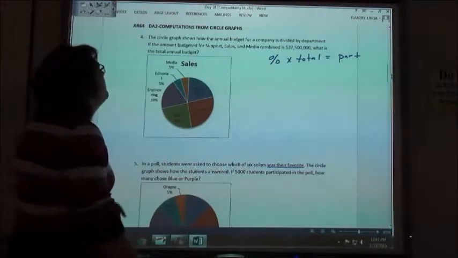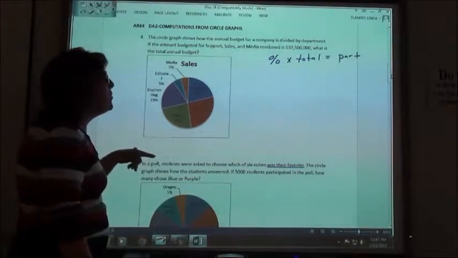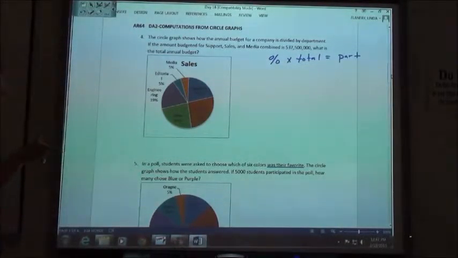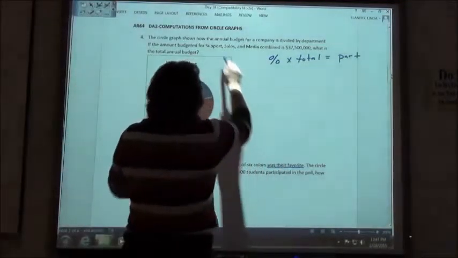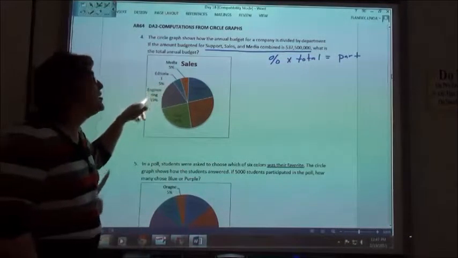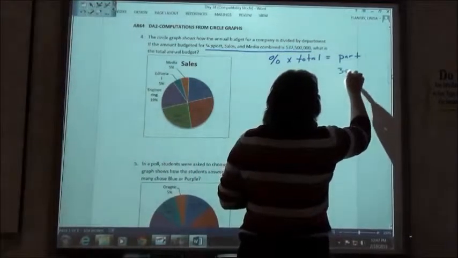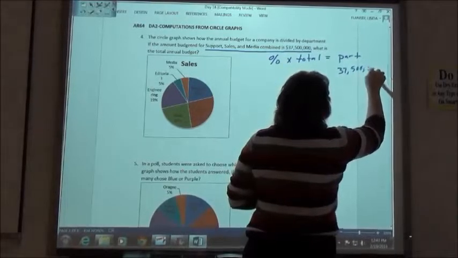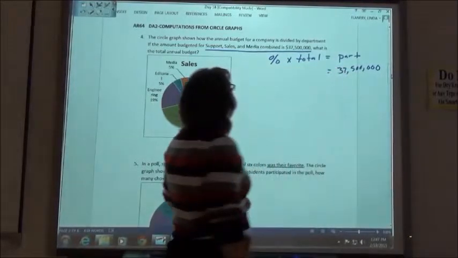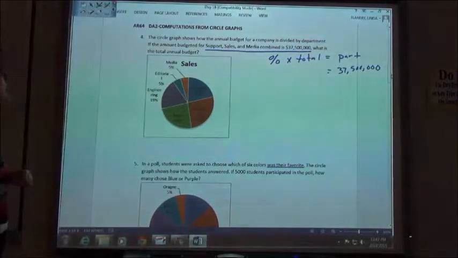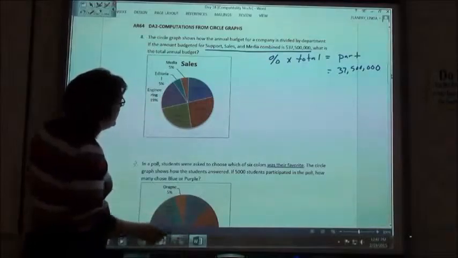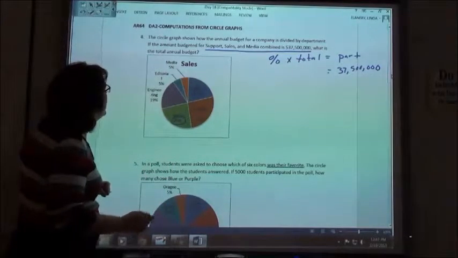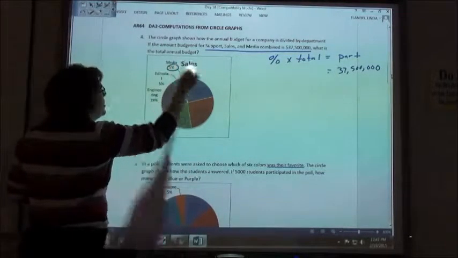If the amount budgeted for support, sales, and media is $37,500,000, that's a big number, what is the total annual budget? So this is just part of my pie chart because it's only 3 of the things on the pie chart. So that $37,500,000 is over here. We can figure out the percent because we're going to add up the percents from our circle graph here. Support was 21%, sales is 24%, and media is 5%.